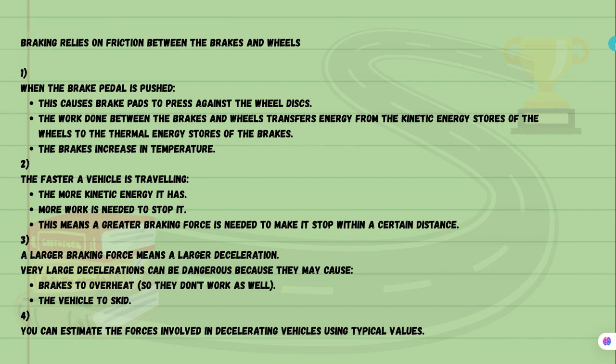The faster a vehicle is travelling, the more kinetic energy it has. More work is needed to stop it. This means a greater braking force is needed to make it stop within a certain distance. A larger braking force means a larger deceleration. Very large decelerations can be dangerous because they may cause brakes to overheat, so they don't work as well, or the vehicle to skid. You can estimate the forces involved in decelerating vehicles using typical values.